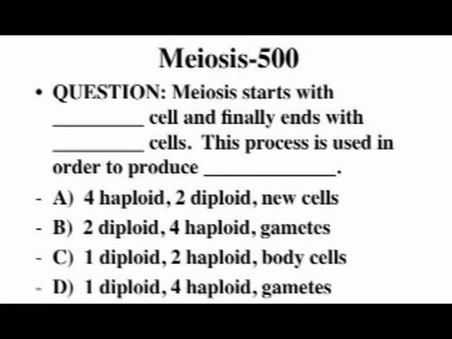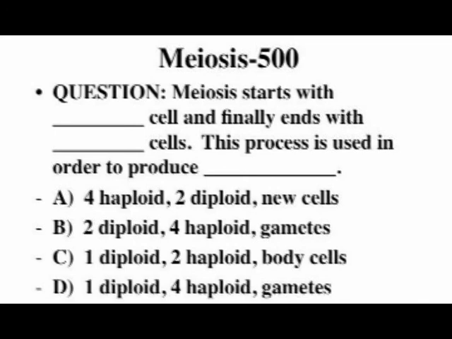Okay, we're up to the last meiosis for 500 points. You have to fill in the blanks for this one. Meiosis starts with blank cell and finally ends with blank cells. This process is used in order to produce blank. All right, so it starts out with, well, you're going to be thinking diploid or haploid, ends up with diploid or haploid, used to produce, what is it used to produce? Is it used to produce a regular cell or a gamete?